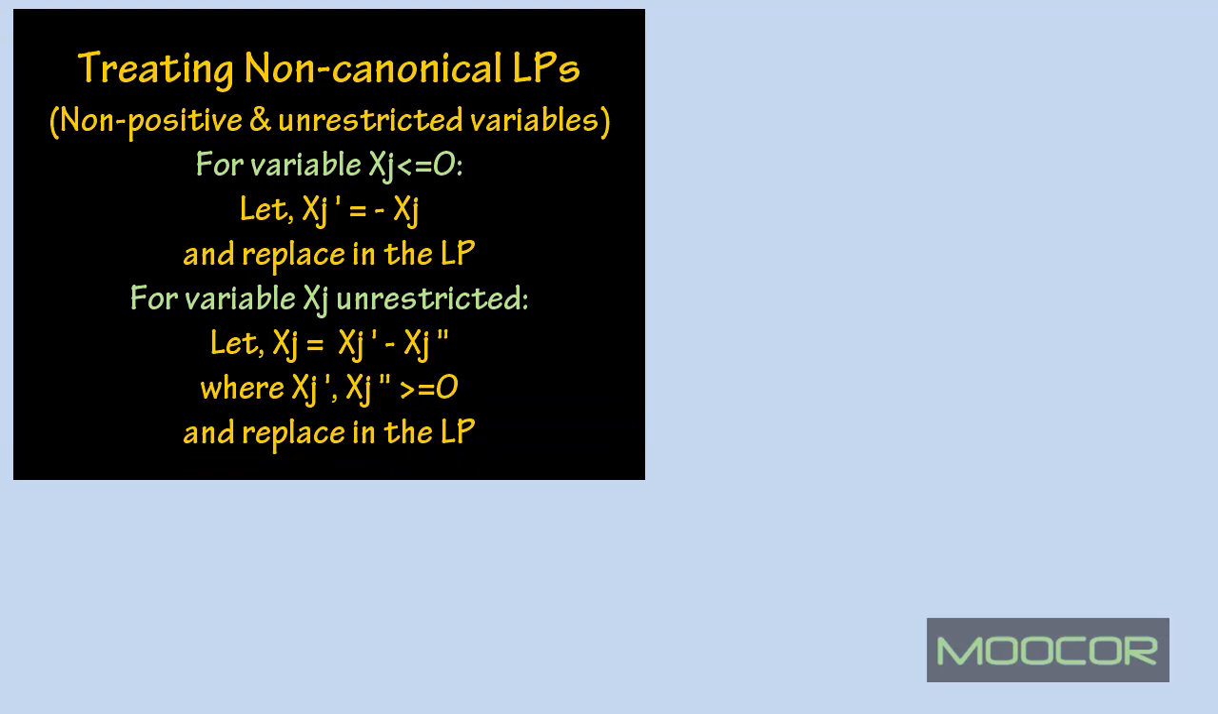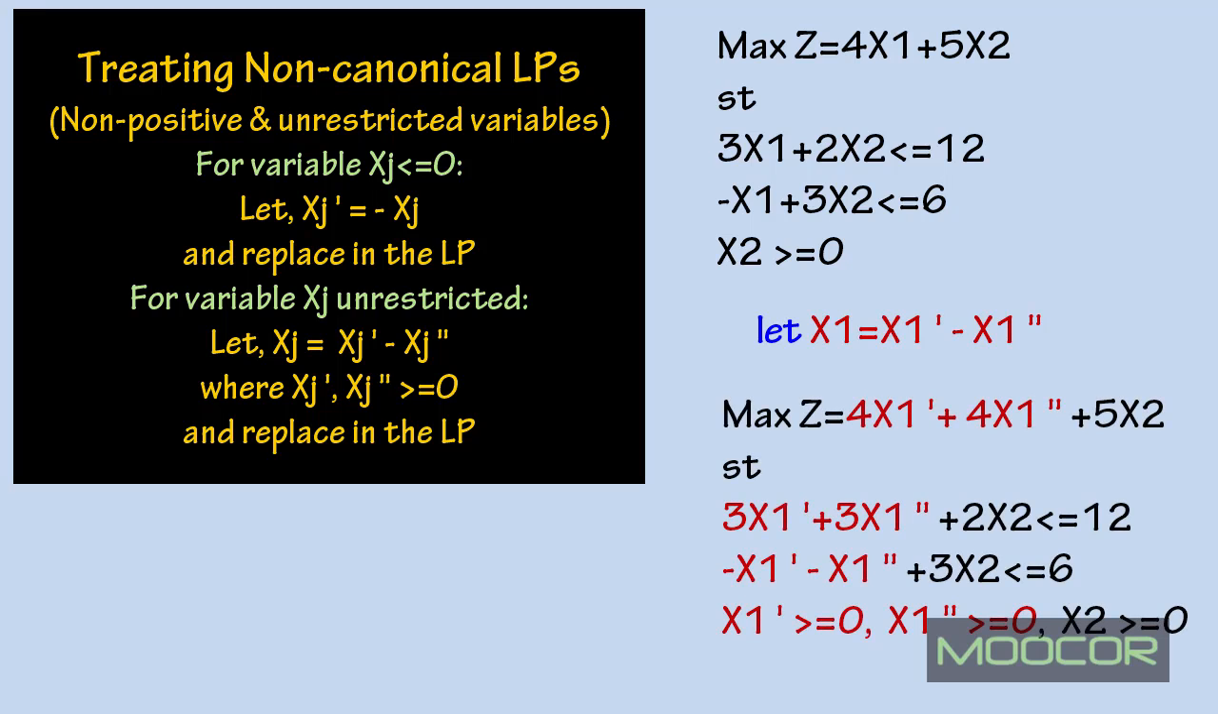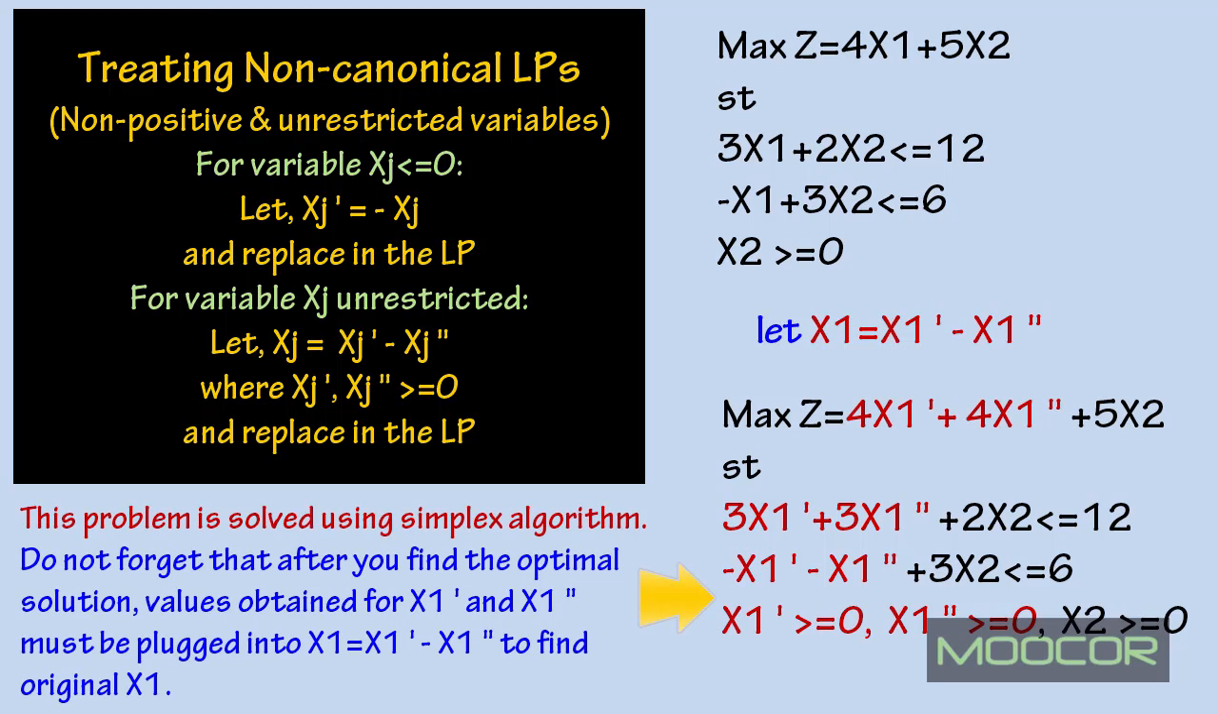What about the cases where variables are unrestricted? Simple. We are going to do another exchange. This time we are going to replace the unrestricted variable with two variables. We're subtracting two variables in the form of, let's say, x1 prime minus x1 double prime, where x1 prime and x1 double prime are both greater than or equal to 0. And then we can solve the problem. That's how we treat the non-canonical forms.